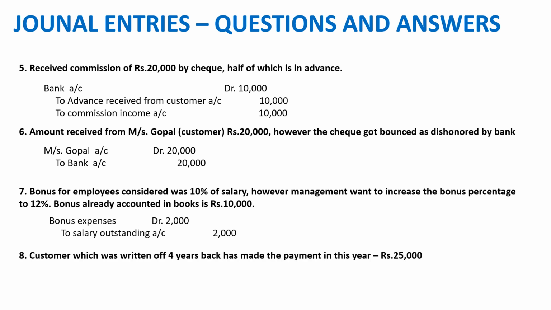Next question. Customer which was written off 4 years back has made the payment in this year, 25,000 rupees. So 4 years back you have treated it as bad debt, you have posted entry bad debt to customer account. Today customer account is not showing any receivable. But what has happened now? Suddenly you have received 25,000 rupees from the customer. So what do you need to do now?